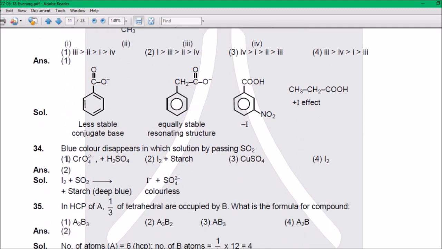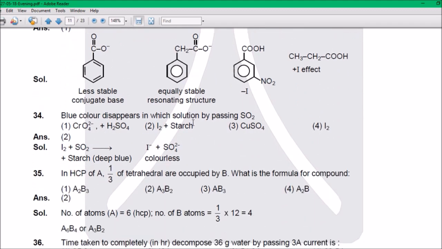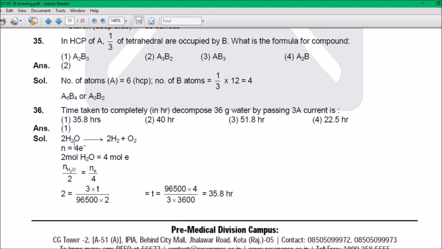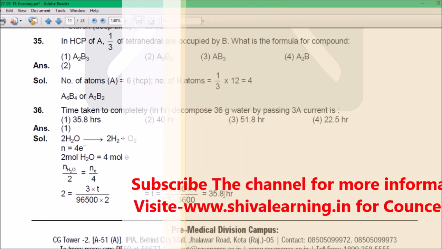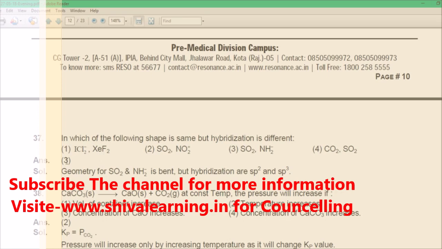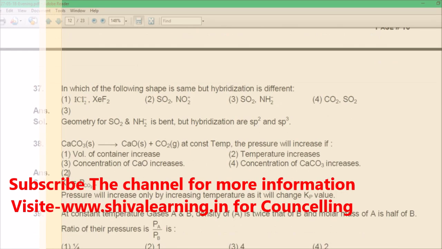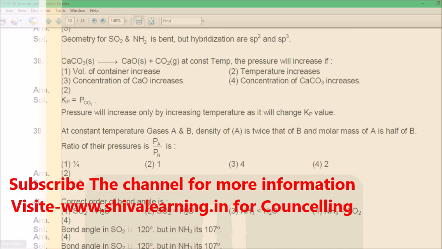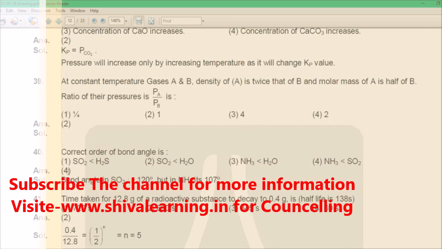Okay. 34, the blue color disappears in which solution by passing SO2? The answer is 2. And then 35, answer is 2A3B2. And then 36, answer is 35.8 hours. 37, answer is 3. 38, answer is 2. 39, answer is 2. 40, the answer is 4.